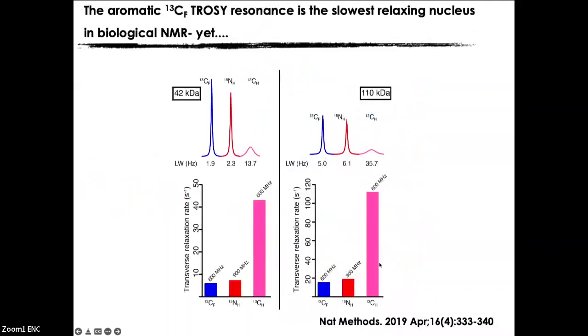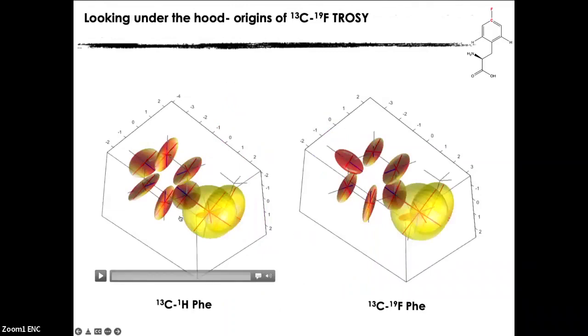Now, to our knowledge, this CF resonance is the slowest relaxing resonance in bio-NMR today, compared to even the nitrogen component at the appropriate field strength. So these are compared at the appropriate field strengths where they'll be at the maximum. Why is that? Why is the CF such a good thing that nature has provided? And for that, we go back to spinach again.